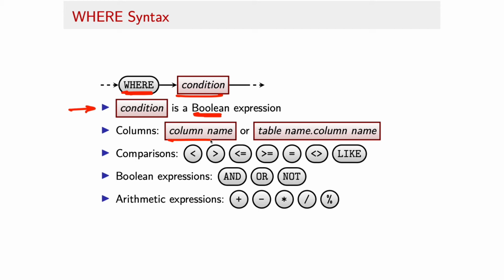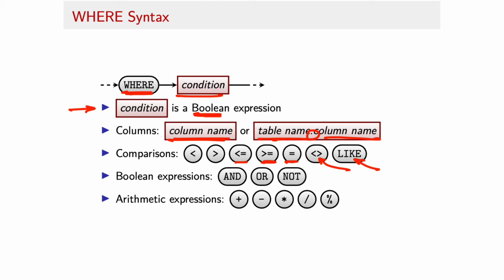Well, we can have a column name if we want to compare a column name to a specific value or to a different column. Or if we need to, because of ambiguity in column names, we can say table name dot column name like we saw previously. We can do comparisons, so less than, greater than, less than or equal to, greater than or equal to, equality comparison. The not equal comparator is a little bit weird. It's sometimes called the spaceship operator. And there's also a comparator called like, which allows you to do some really simple string matching. And we'll look at some examples of that.